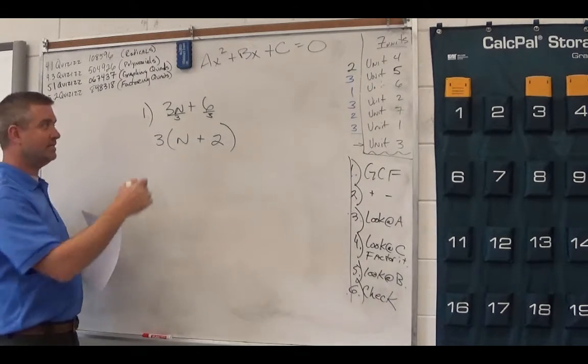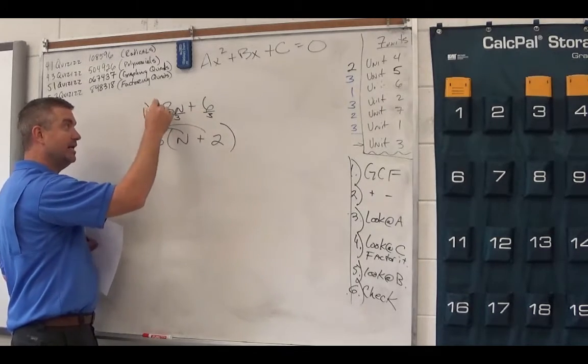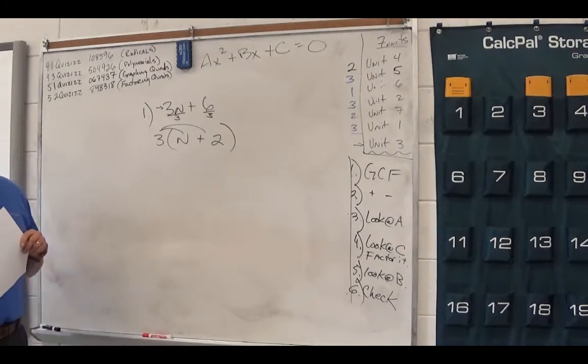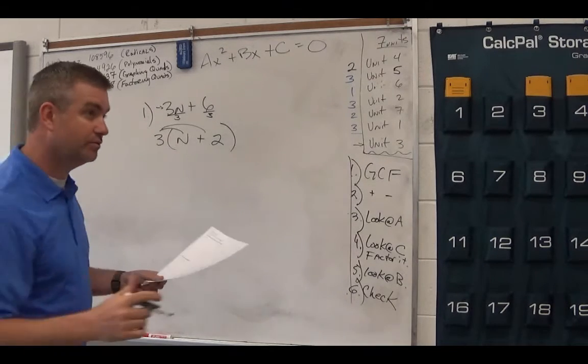How do we know that's the answer? If we were to distribute here and here, we would end up with the original expression, 3n plus 6. Okay? You try number 2. Right now at your desk, factor out the GCF on number 2.